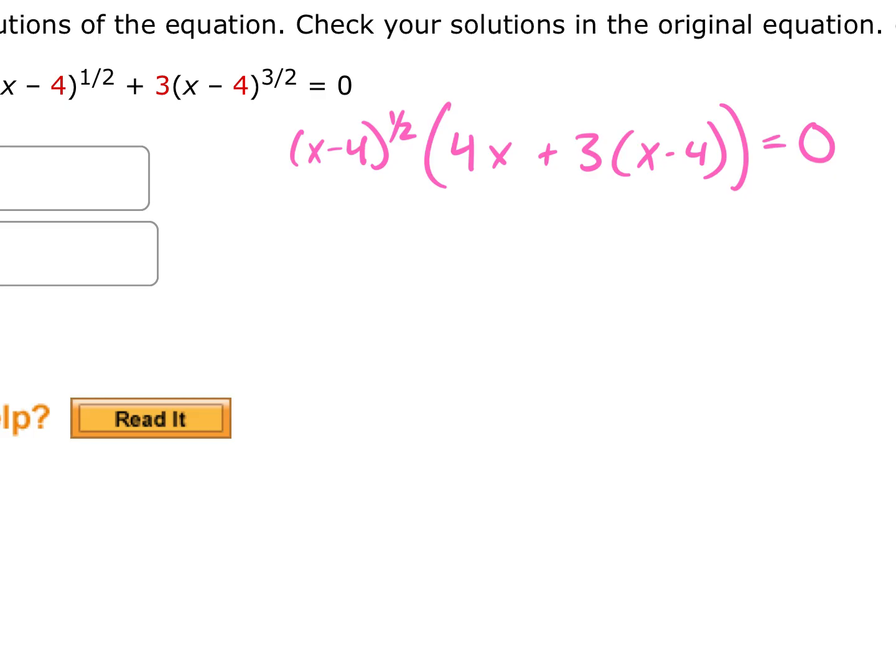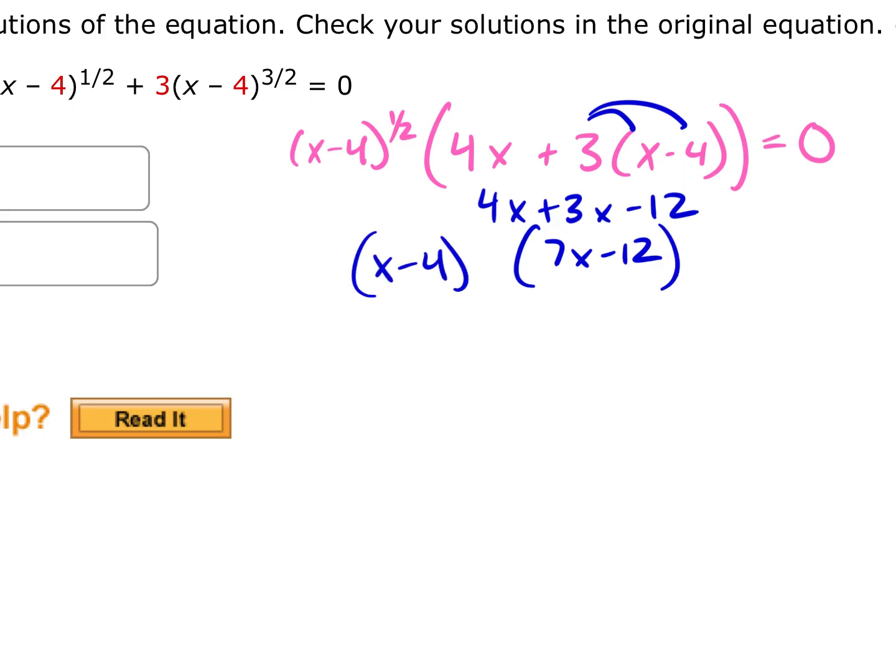We got to simplify the inside so we can distribute the 3. So we get 4x plus 3x minus 12. So 7x minus 12. Yes, so the GCF is x minus 4 raised to the 1/2. Yes. From here, these are our factors, so we can set them both equal to 0. So x minus 4 to the 1/2 power equals 0, and 7x minus 12 equals 0.